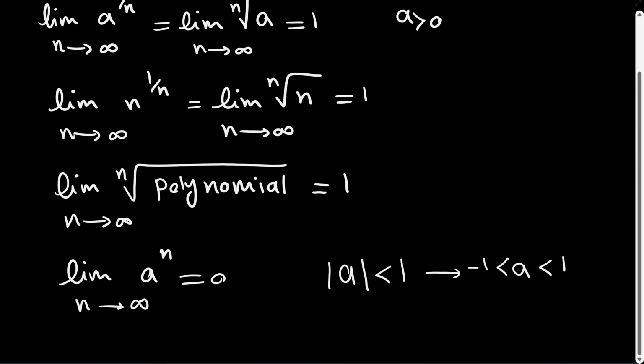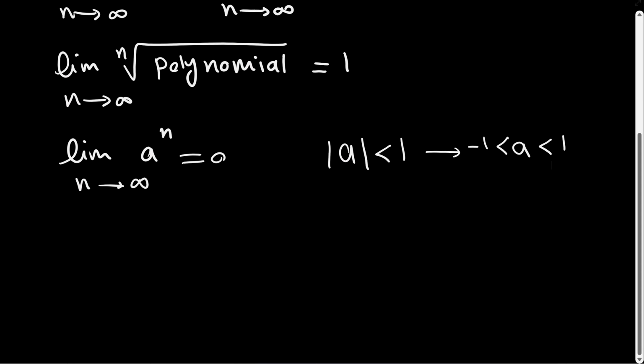As you see, the sequence is decreasing and goes to 0. It approaches actually 0 when n approaches infinity. And if the absolute value of a is greater than 1, then the limit of a to power n does not exist because it approaches infinity.